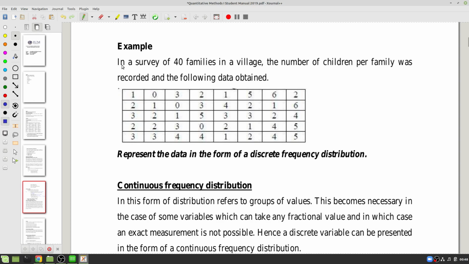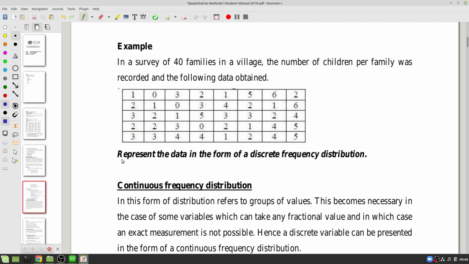An example we can look at: in a survey of 40 families in a village, the number of children per family was recorded. So we see it's all whole numbers, right? You can't have half a child. You can have 1 child, 0 children, 3 children, 2 children, 5 children, 6 children, etc. So these are discrete because you can count the number of children a family has.